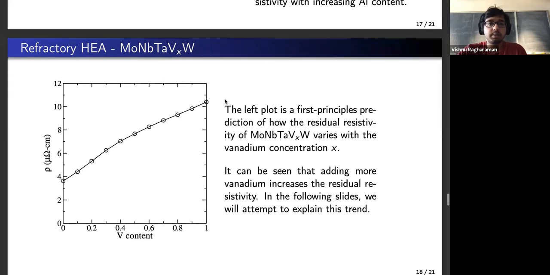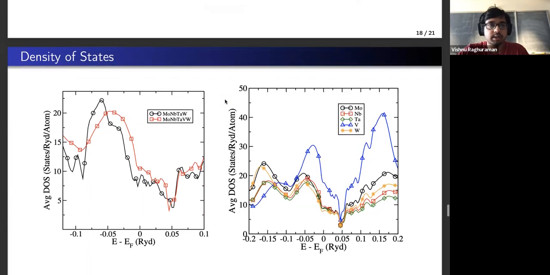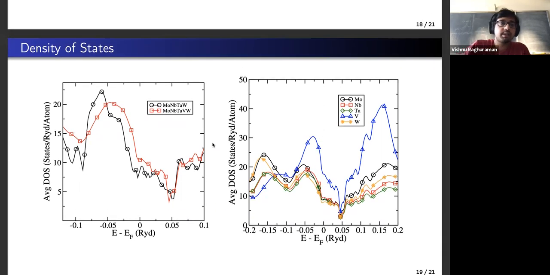To study that, once again, we calculate the density of states. But in this case, we observed something reverse. As you add vanadium to the system, we saw a higher density of states. Even if you look at the partial density of states, vanadium has a higher density of states at the Fermi energy as opposed to the other elements. And you see an increase in the density of states as opposed to the decrease that we saw in the aluminum case. Now, to reconcile that, we can look at the sizes of the different elements.